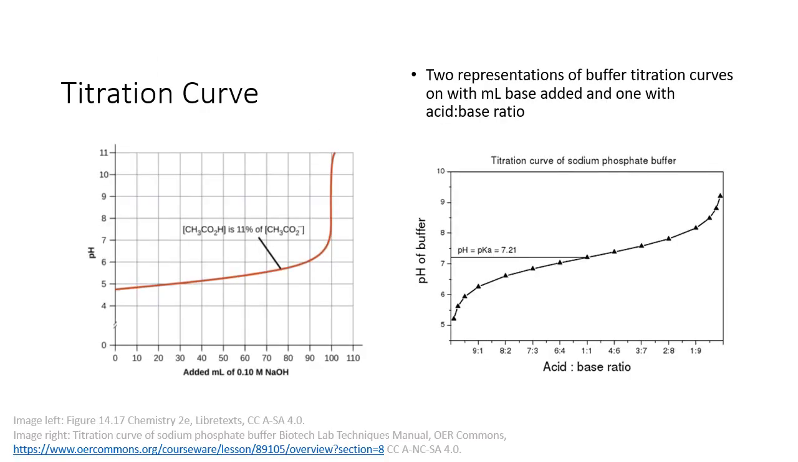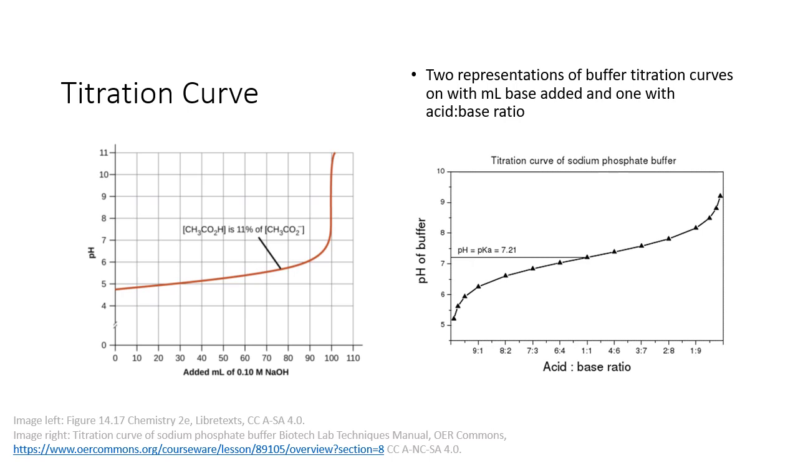Back on track. The next topic we're going to cover is titration curves. So here are two titration curves of buffer being titrated with a base. The one on the left is a curve for an acetic acid buffer. You'll note that the pH goes up at a relatively steady rate until you hit the inflection point, which here is labeled. And the concentration of acetic acid at that point is 11% of the concentration of acetate ion.